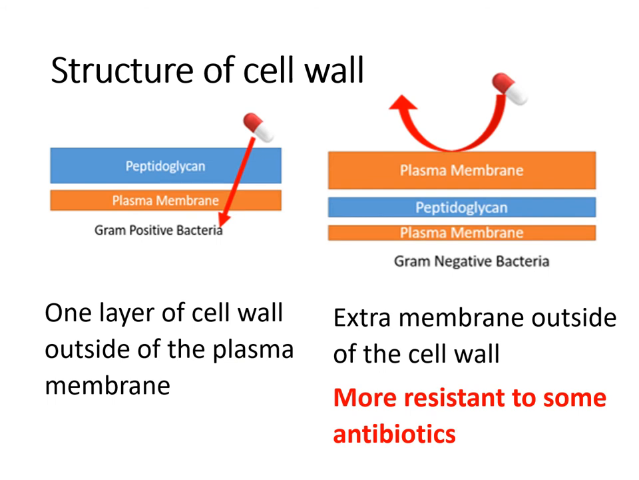Let's take a closer look at the structure of the cell wall. Like I said, depending on the kind of cell wall that the bacteria has, that's going to make them more susceptible or less susceptible to antibiotics. And remember the gram stain we saw earlier, the purple and the pink?